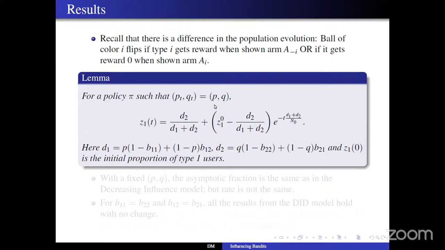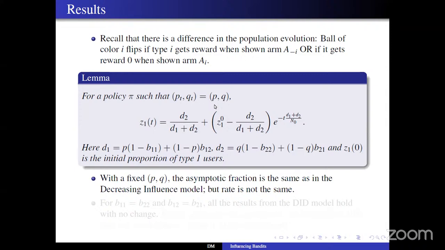Now it turns out that the P and the Q, if I put that here, are exactly like that. What is interesting is that all the analysis seems to be very similar. The asymptotic fractions also have a similar structure, except that it is not the minus; this quantity was somewhere here. So it just converges much faster to the asymptotic population. So with the fixed P and Q, the asymptotic fraction is the same.